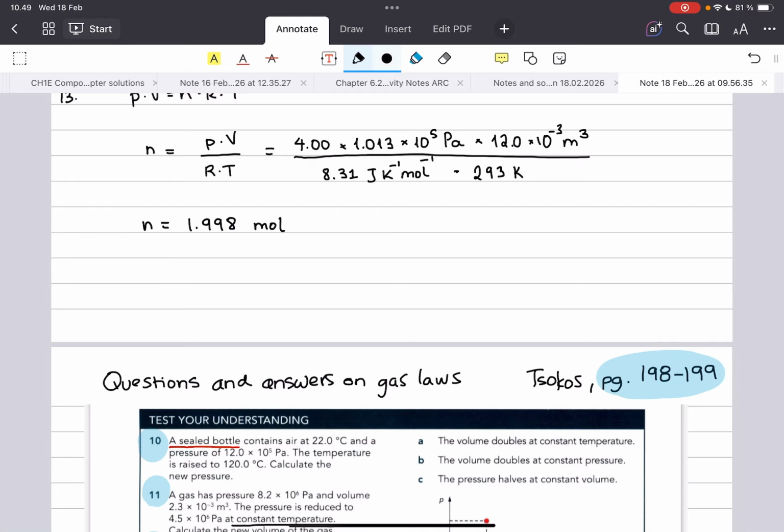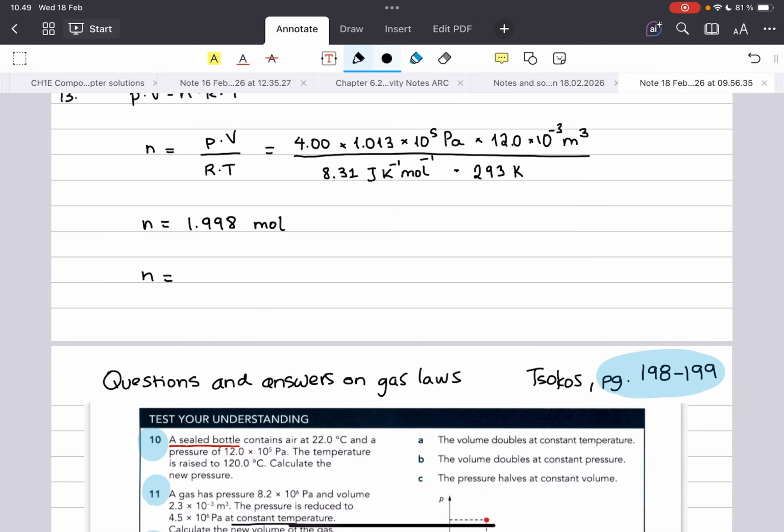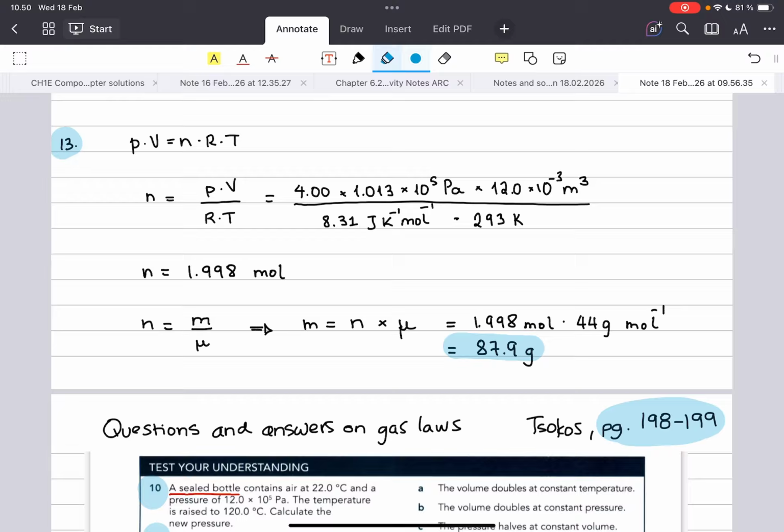Now, remember, the number of moles, n, equals the mass divided by the molar mass. So the mass of carbon dioxide is n times the molar mass, which is 1.998 mole times 44 grams per mole. We were given that. So the mass of carbon dioxide will be 87.9 grams. And this is your final answer to question number 13.